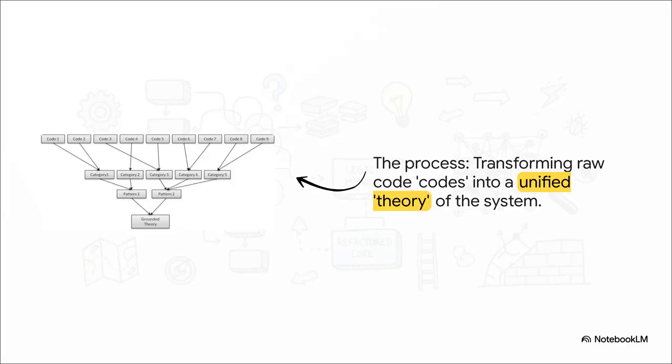You can really see the flow here. You start at the bottom with all these individual pieces of raw data, the codes. Then you group them into categories, which in turn start to reveal these higher-level patterns. And from those patterns, a single, clear theory of the software's architecture finally emerges at the top. It's a methodical way to literally build clarity out of chaos.